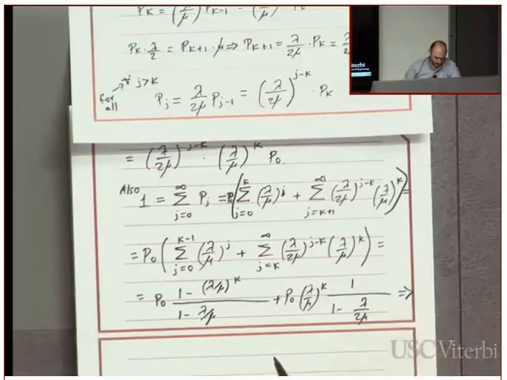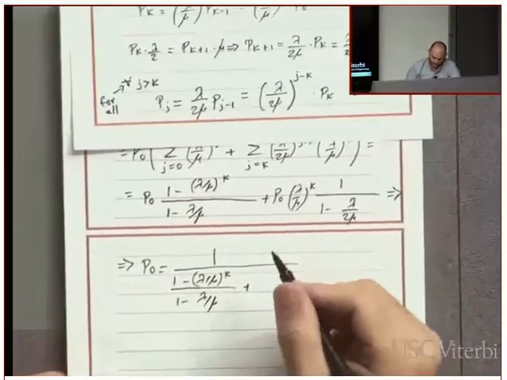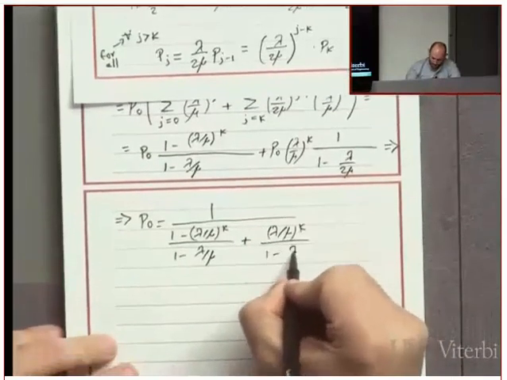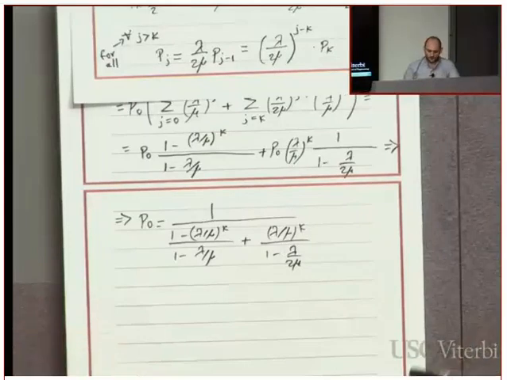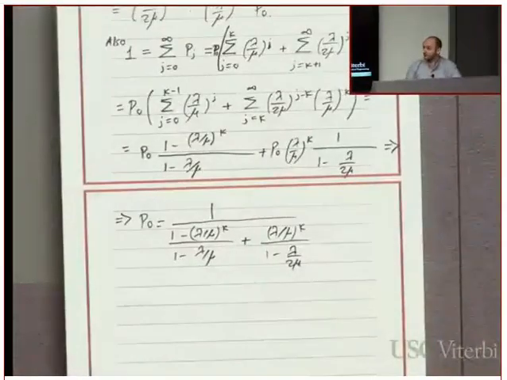Okay. So this implies that P0 is 1 over all this thing: 1 minus lambda over mu to the power of k over 1 minus lambda over mu, plus lambda over mu to the power of k over 1 minus lambda over 2 mu. Everybody agrees? Okay, guys. So that's it about this problem. If you don't have questions, we can move to the next one. Take a look and let me know if you have questions before I switch.